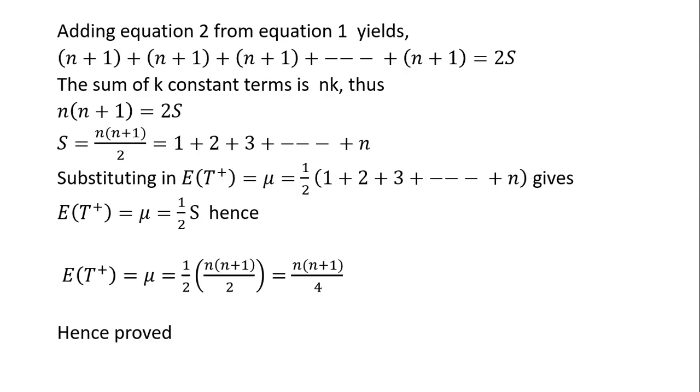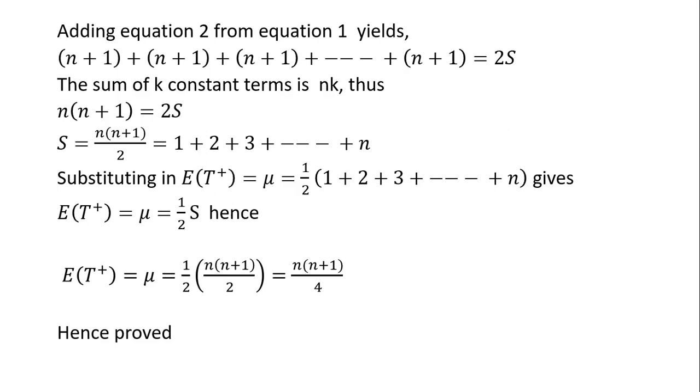So when you substitute this sum into the expression for the expected value of the sum of positive ranks, it gives that the expected value of T plus is equal to mu, which is 1 over 2 times the sum. By substituting for S, the sum of n natural numbers, we get that the mean of the random variable is E of T plus, which is n into n plus 1 over 4. And this is the expression which we were trying to prove.